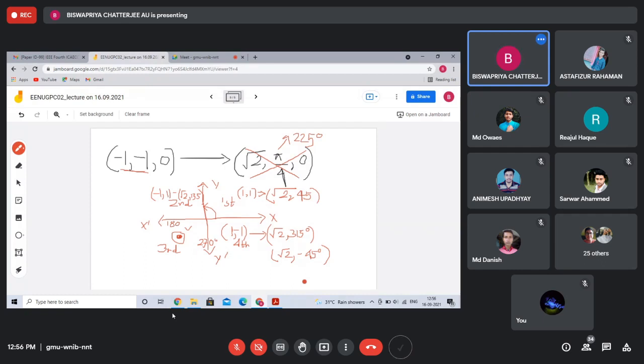So whether it is (1, 1), (-1, 1), (-1, -1) or (1, -1), the magnitude remains the same, r remains the same, it is root 2. However, the angle keeps changing depending on the position of the point. Okay, so any doubt?